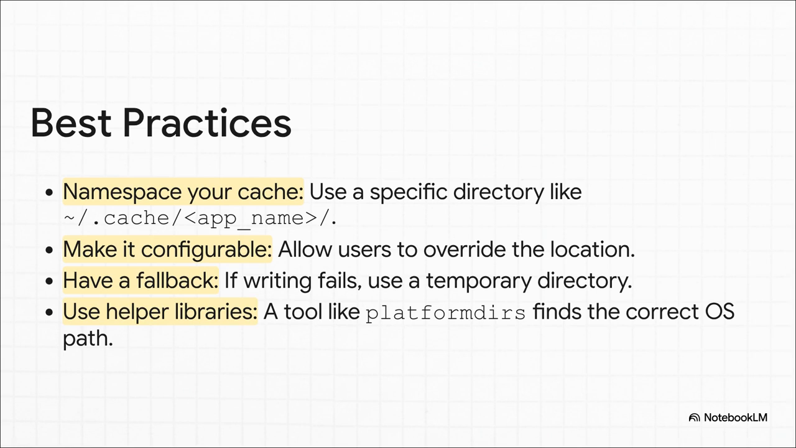Second, make it configurable. Let people choose where the cache goes. Third, have a fallback plan. If for some reason you can't write to the main spot, fall back to a temp directory. And finally, a pro tip. Use a helper library like platform_dir. It'll figure out the correct cache path on any operating system, automatically.